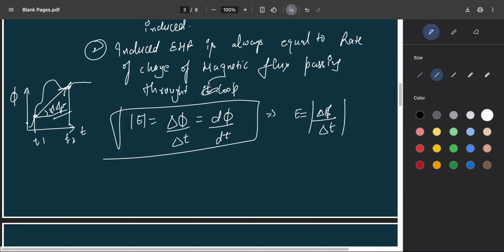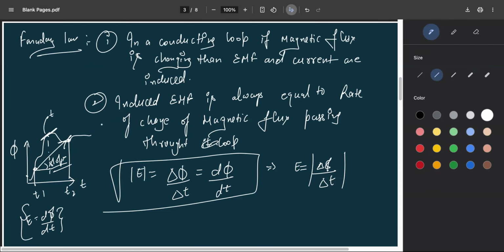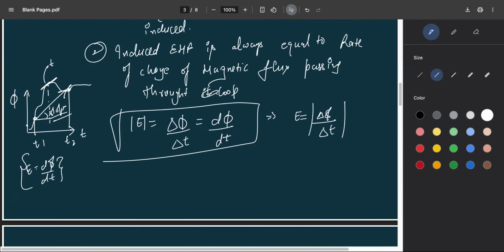If you wanted to go for instantaneous, this is average, so go for some time t. So this E will come out as d phi by dt. Clear now? So this is a small description of Faraday's law. It's not completed yet, but we'll discuss a little bit more.